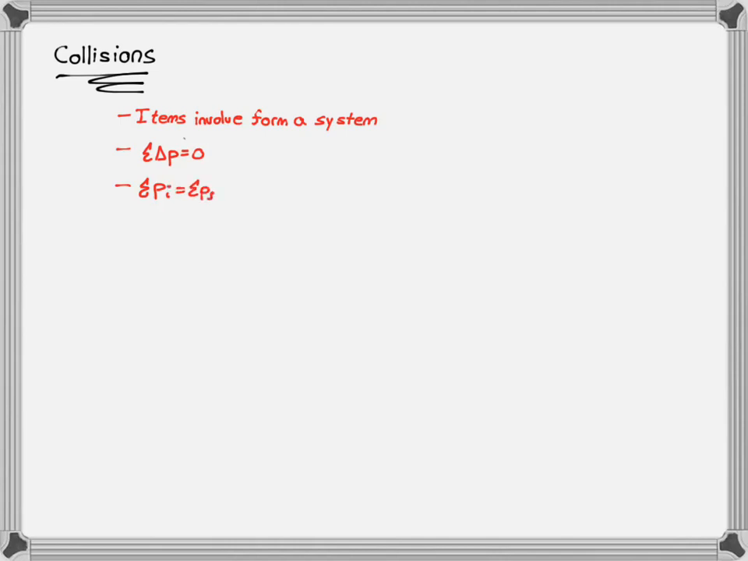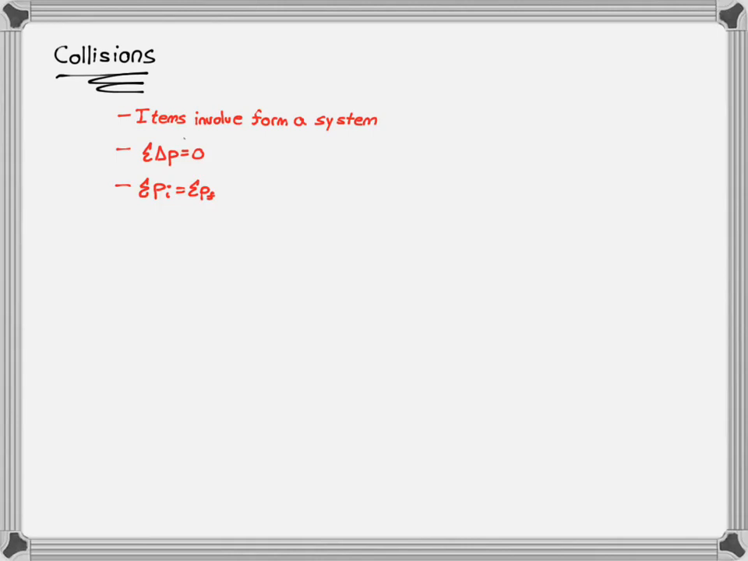Now if we have a closed system, meaning we're taking into account all the items involved in the collision, then the total change in momentum should be zero between the beginning and the end. That means the total momentum you started off with has to equal the total momentum you end with. So if two objects have a total momentum of 20 kilogram meters per second, then at the end they have to have a total momentum of 20 kilogram meters per second, which we saw in some of the problems we did in the last example.